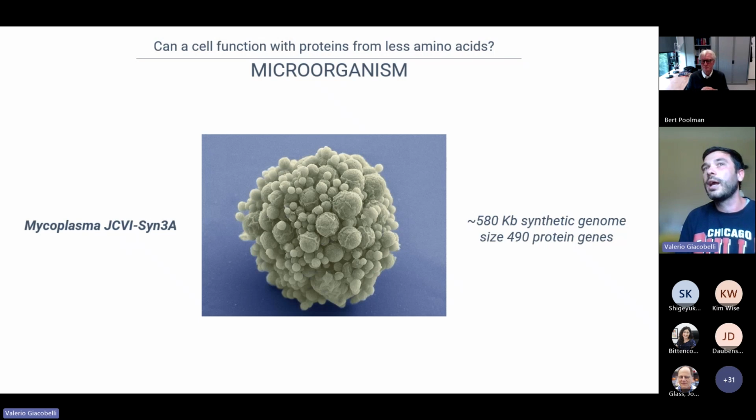We decided to use reduced cells, and here we are using the Mycoplasma JCVI-Syn3B in particular. Of course, I'm not here to introduce it, I think everyone knows it probably even better than us. We chose this because it's already a synthetic organism, and the genome is already small compared to others. So it will be much easier from the technical point of view to reduce its size even more and modify it. It's only 490 proteins.